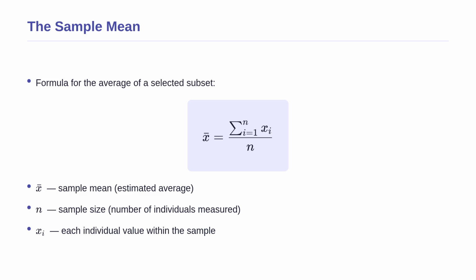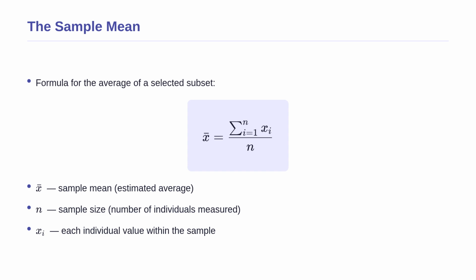Because the population mean is often impossible to find, we rely on the sample mean. The math is exactly the same, adding up the values and dividing by the count, but the symbols change to show we are looking at a small piece of the group.